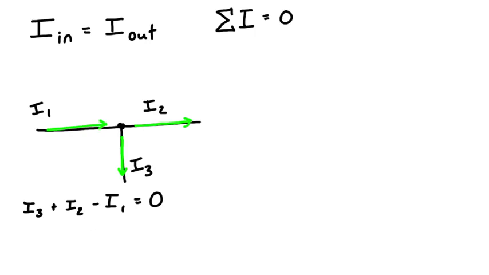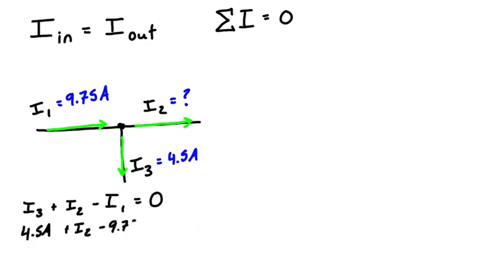Okay, let's give some of these some values. So let's say that I1 is equal to 9.75 amps. And let's say that we know I3 is 4.5 amps. Then the question would be, what is I2? Well, we can just fill in the values that we have. We know that I3 is 4.5 amps. I2 is a big mystery, and we have to subtract I1, which is 9.75 amps, set that equal to 0. We can just rearrange this, so bring 9.75 to the other side and subtract 4.5, and we're going to find that I2 is equal to 5.25 amps.